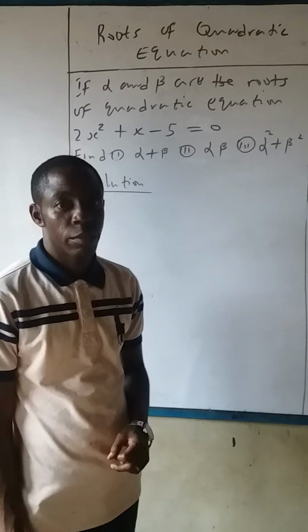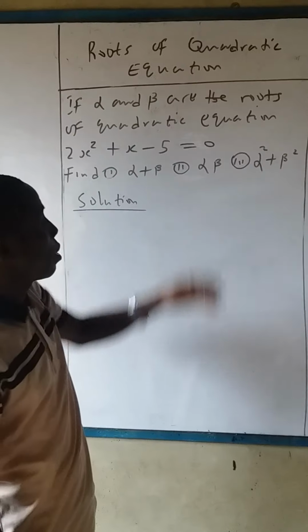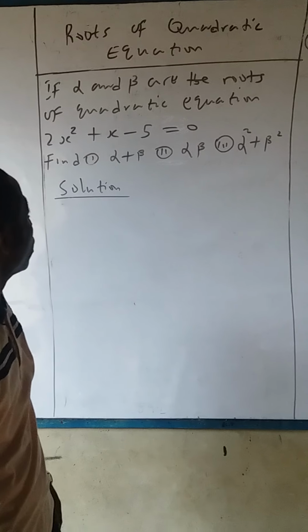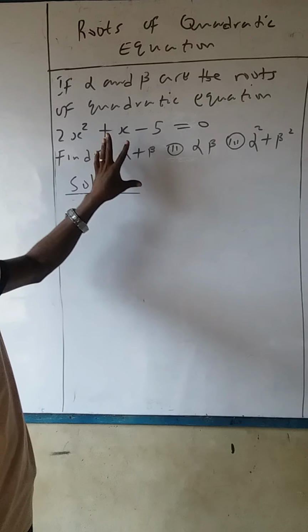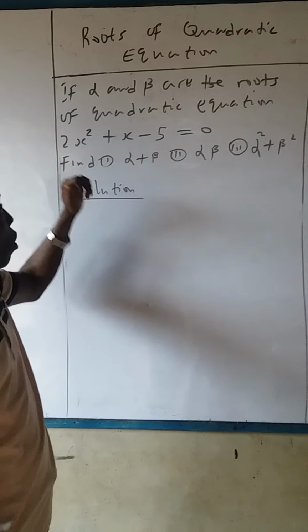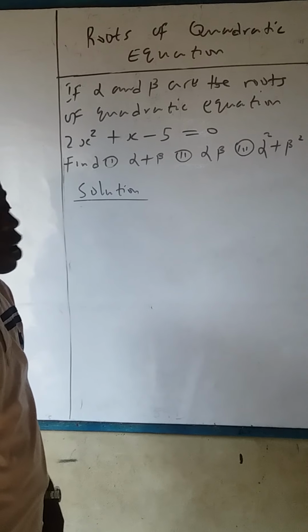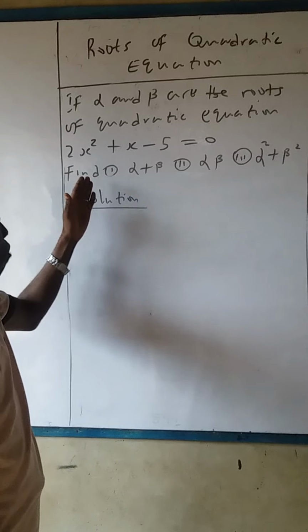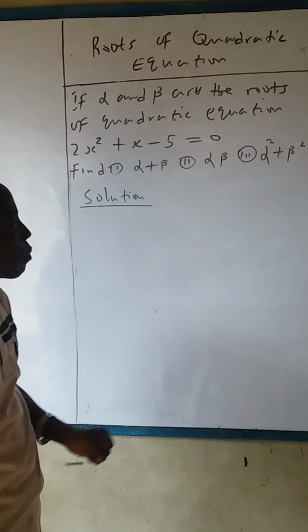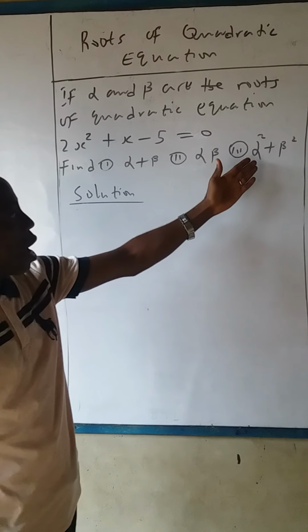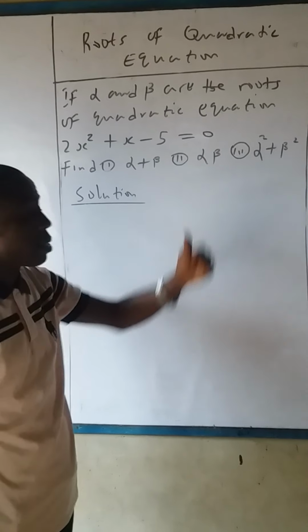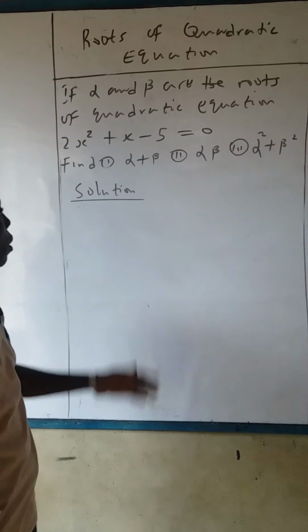Today we want to discuss the roots of a quadratic equation. Let us look at this question on the board. If alpha and beta are the roots of the quadratic equation 2x^2 + x - 5 = 0, find alpha plus beta, alpha beta, and alpha^2 plus beta^2. Solution.